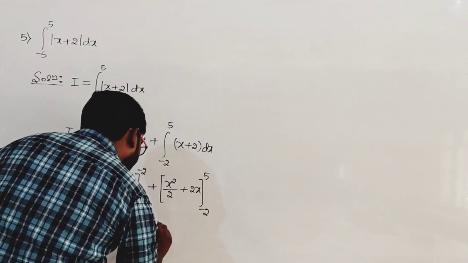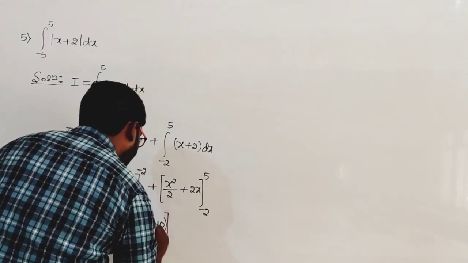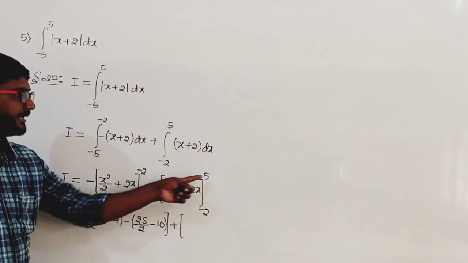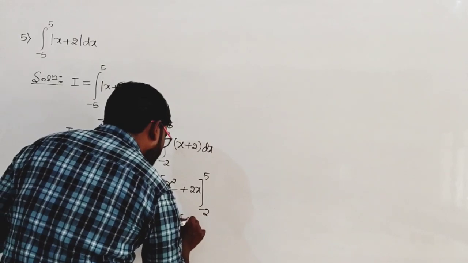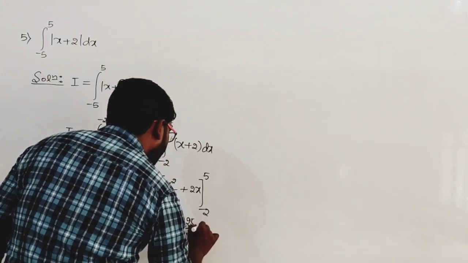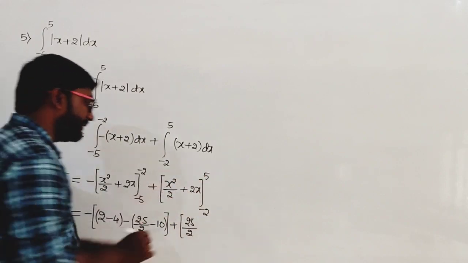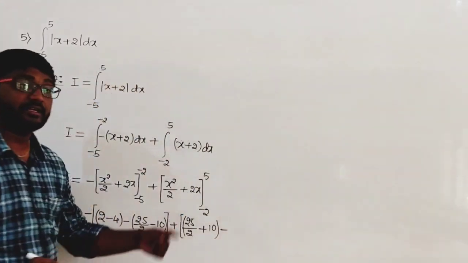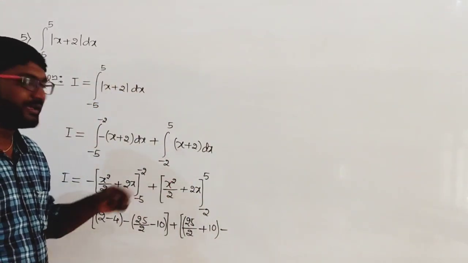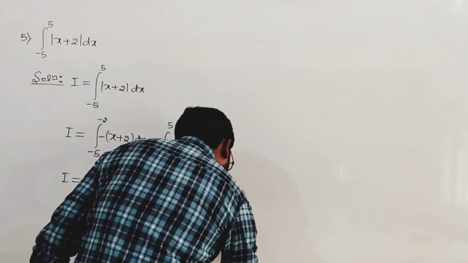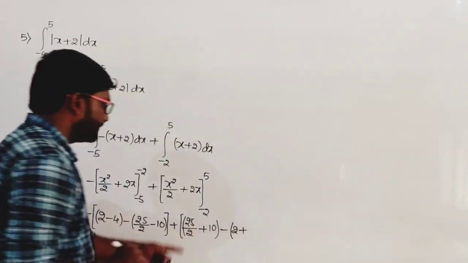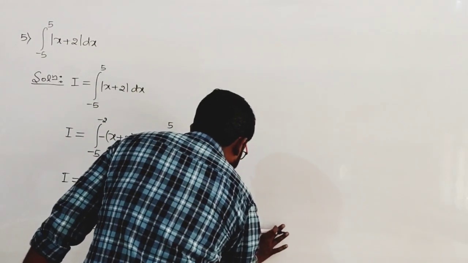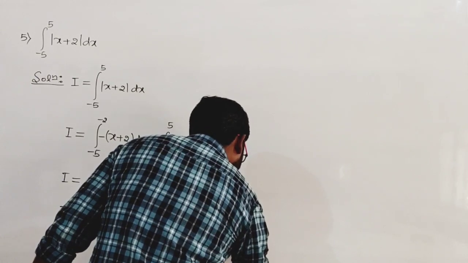Then here in place of x I have to write minus 5, minus 5 into 2 is minus 10, minus 10, I close the bracket. Then plus, now here we have to apply the limits, so in place of x I write 5 squared, it is 25, so we get 25 by 2. Then in place of x you write 5 into 2, it is 10, this is the upper limit, minus the lower limit. In place of x you write minus 2, minus 2 squared is 4 by 2, it is 2, then plus the lower limit, now in place of x you write 2 into minus 2, it is minus 4, so I get minus 4.